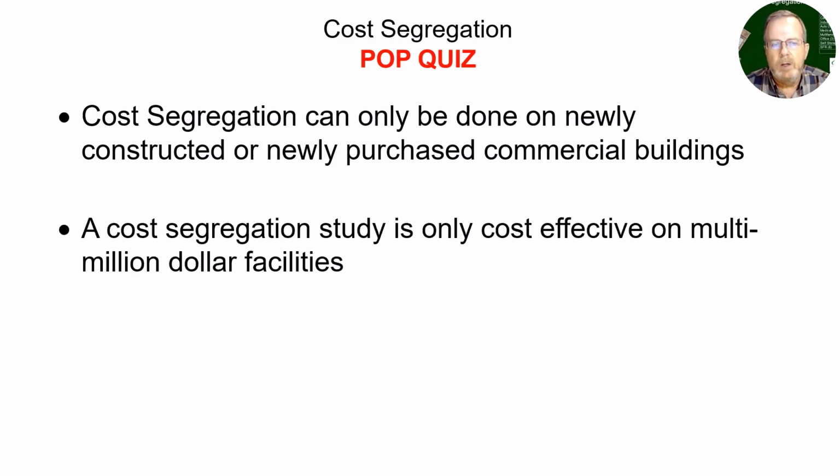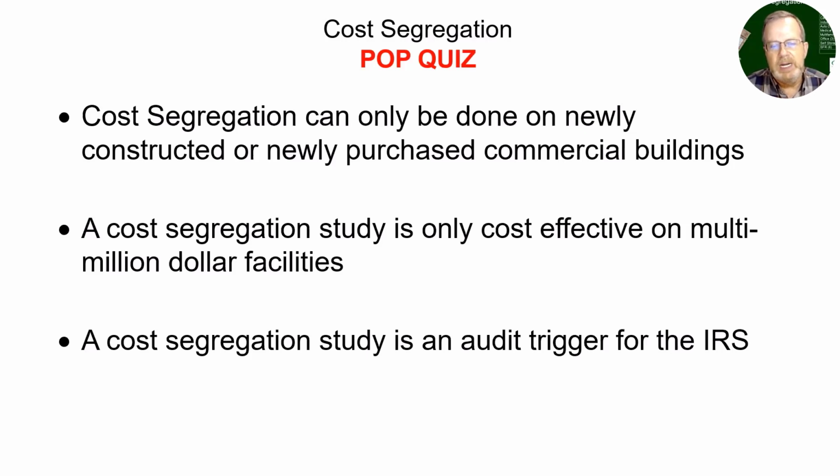So second one, cost segregation study is only cost effective on multi-million-dollar facilities. No. False. False. False. Very good. You're catching on here. How about this? A cost segregation study is an audit trigger for the IRS.